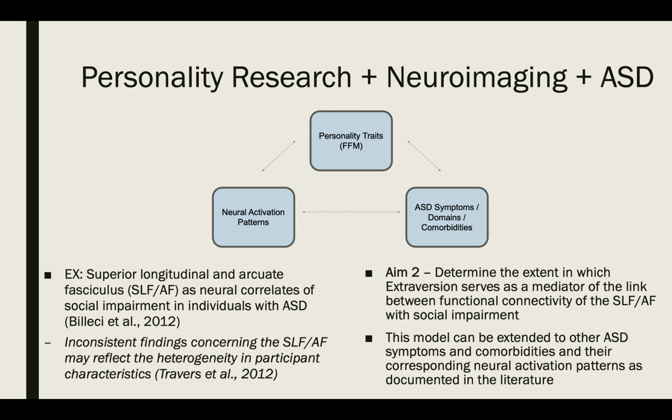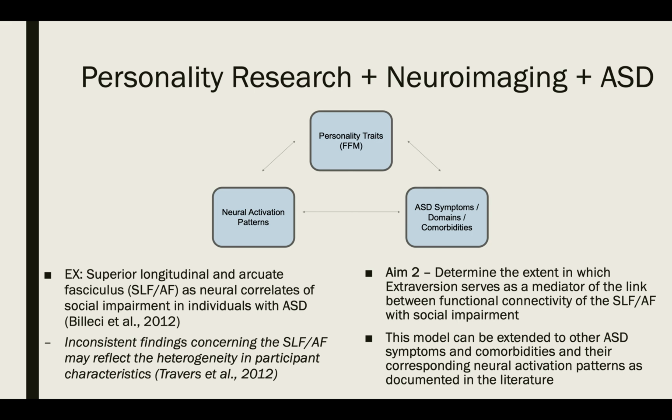Based on the findings from Aim 1, extroversion may perhaps be related to the SLF-AF as predicted. Taking this model into account, I hypothesize that extroversion will be a mediator of the link between functional connectivity of the SLF-AF and social impairment, a core symptom of individuals with ASD. More broadly speaking, I believe that the disparities in SLF-AF functional connectivity are linked to the variability of social impairment in the ASD population, and this relationship is mediated by individuals' level of extroversion and overall personality profile.